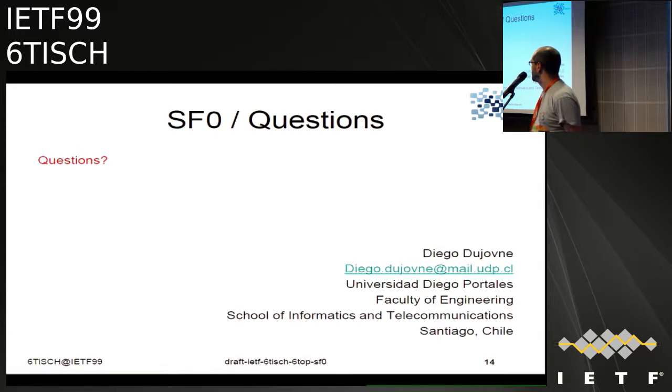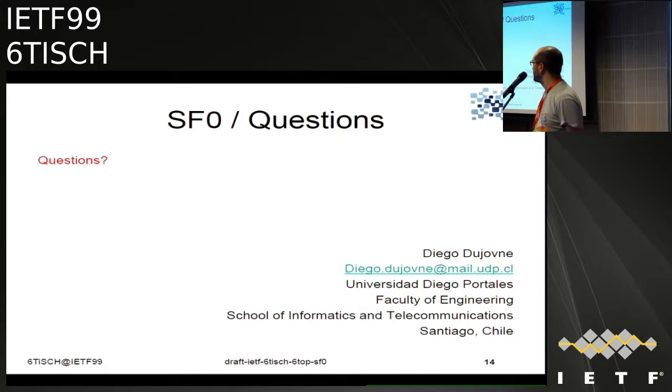So, Thomas, this is a discussion we need to have, of course. I have a problem with SF0 being experimental. What message does this send out? All the work we do here is for industrial, critical, DetNet kind of things, and having the default one be experimental doesn't send out the right message.